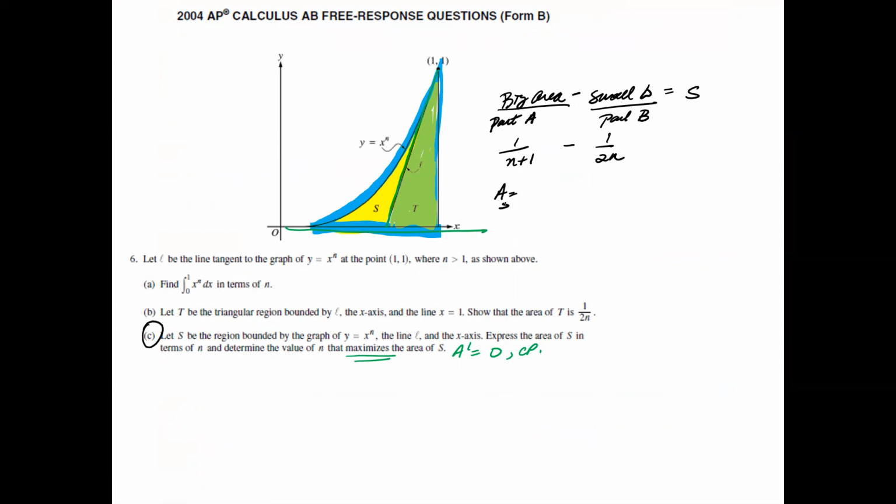So your area, which is region of S, is going to equal to, if I rewrite this, because eventually I'm going to have to find the A prime, so you don't want to keep it in a fraction. So n plus 1 to the negative 1 minus 1 over 2 n to the negative 1 power. Let's find the first derivative. The first derivative is you bring down the negative 1. So you have negative n plus 1 to the negative 2 power minus, bring down the negative 1. Negative times the negative is a positive 1/2 n to the negative 2 power.